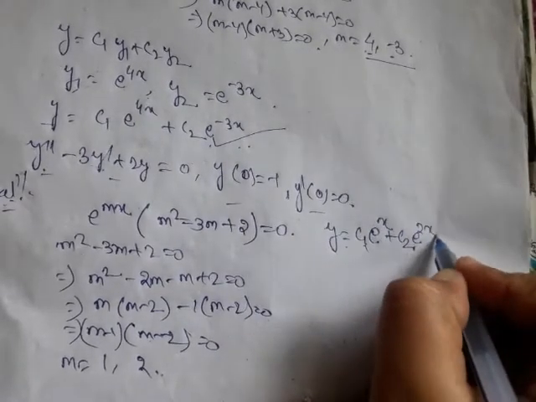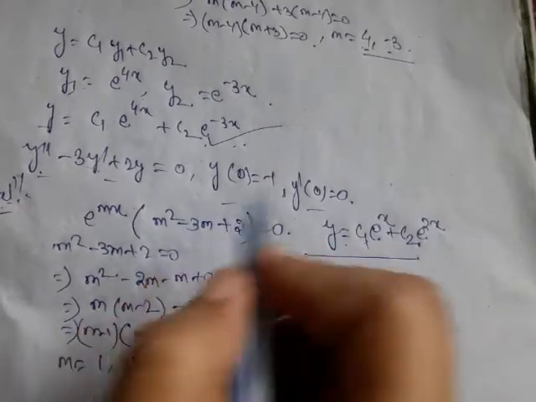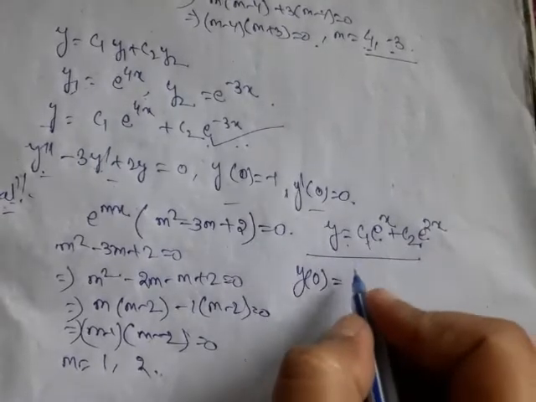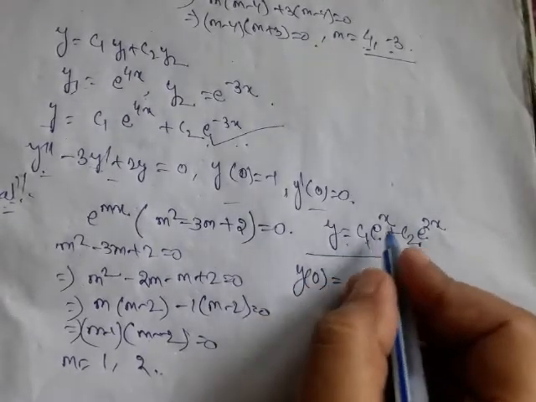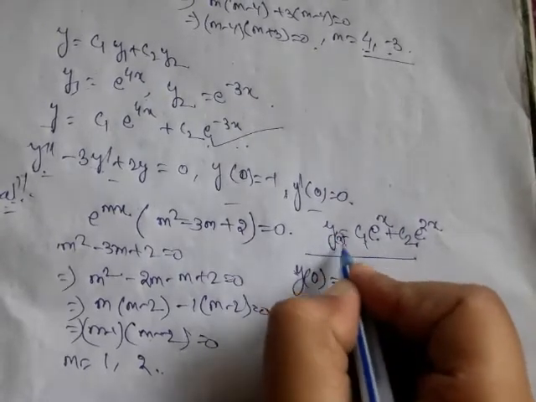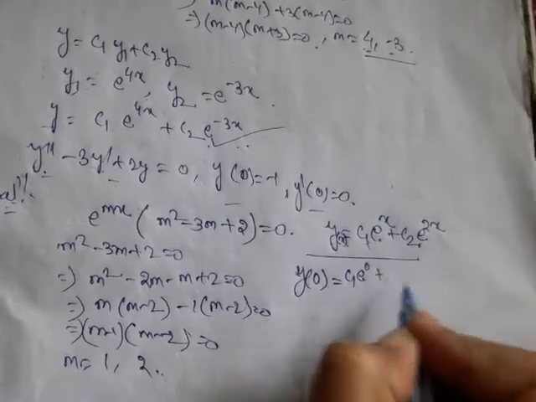So this is 2x. Okay, this is your general solution. Now for our particular solution, we use the given y of 0 equals minus 1. Put x equal to 0 in this y of x. So if we put x equal to 0, we get c1 e to the power 0 plus c2 e to the power 0.